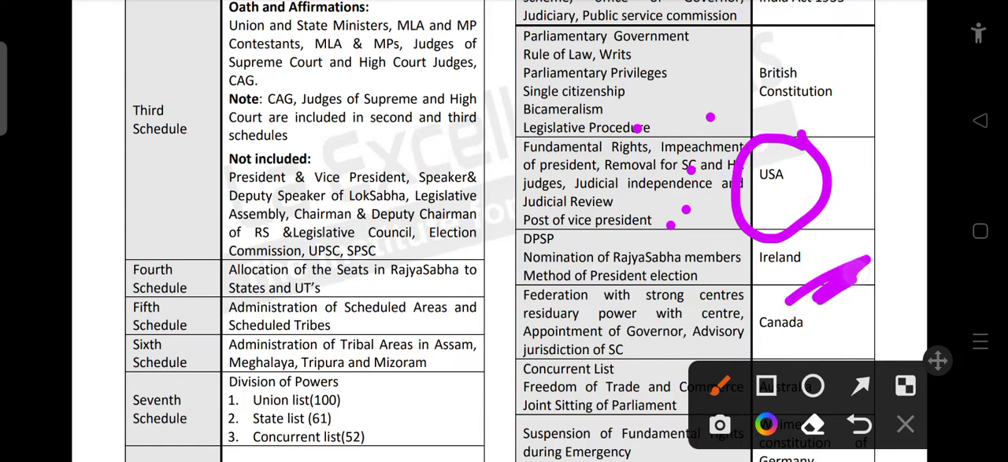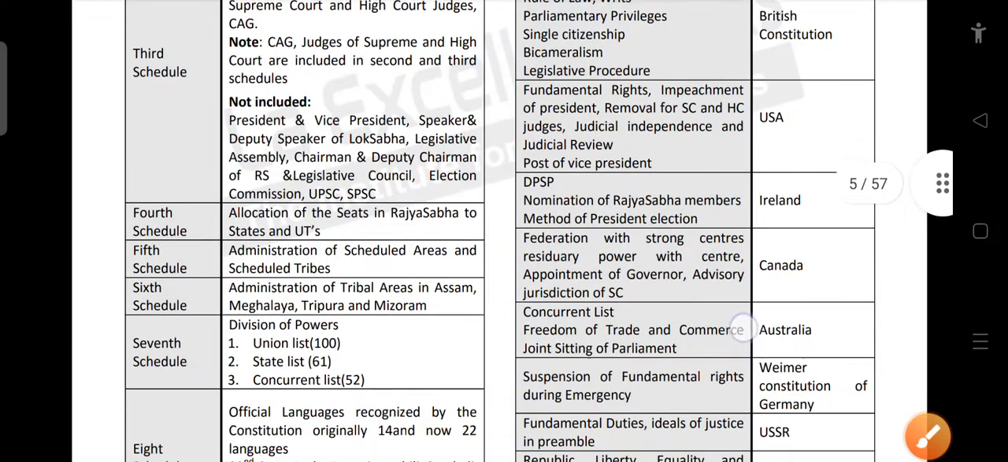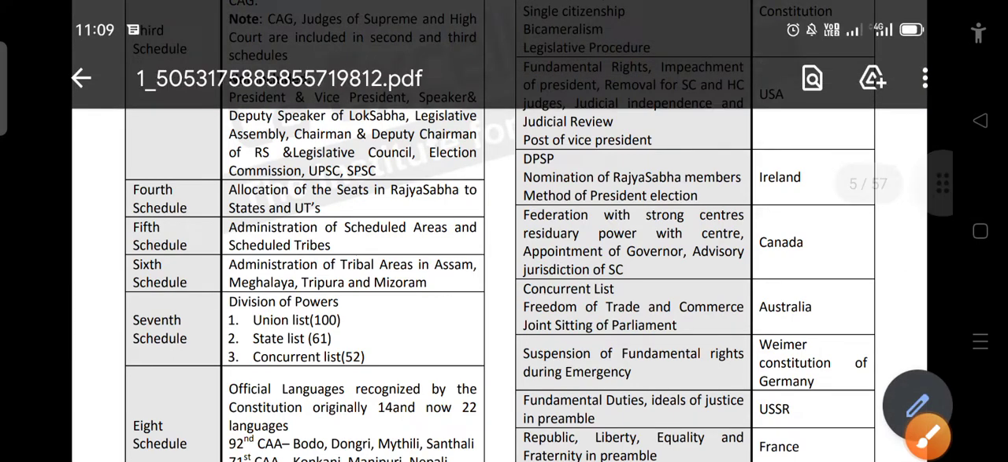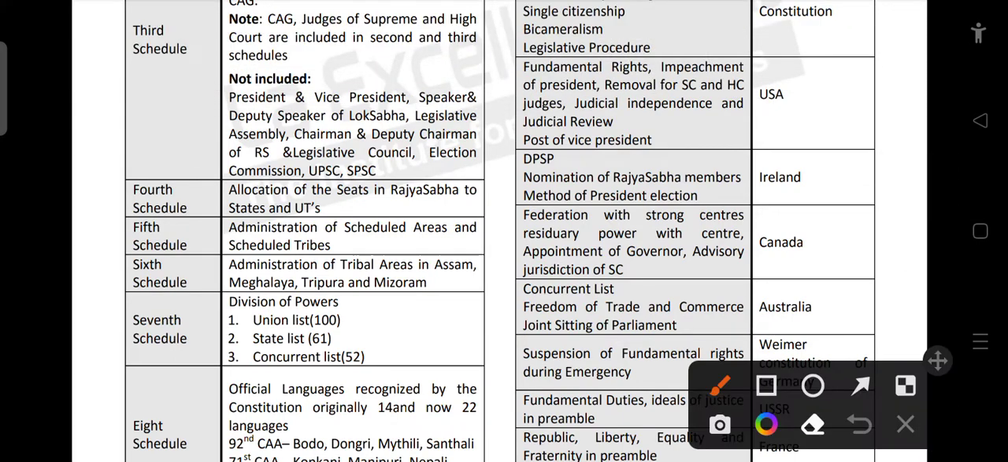Now from Ireland, we took DPSP, nomination of Rajya Sabha members and the method of presidential election. Now from Canada, we took federation with a strong center, residuary powers with the center, appointment of governor, advisory jurisdiction of the Supreme Court, all these things. Now the next one is Australia. From that we took the concurrent list, freedom of trade and commerce, and joint sitting of parliament.